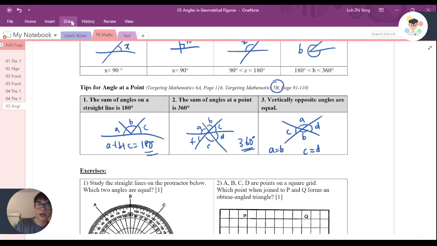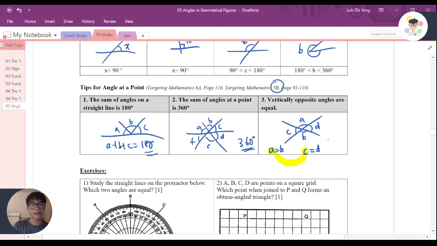But if I were to ask you, teacher, are A and C the same? The answer is not necessarily. But in this case, obviously it's no, because one is more than 90 and one is less than 90. If A and C were the same, they would be 90 degrees already. So anyway, this is how it works.